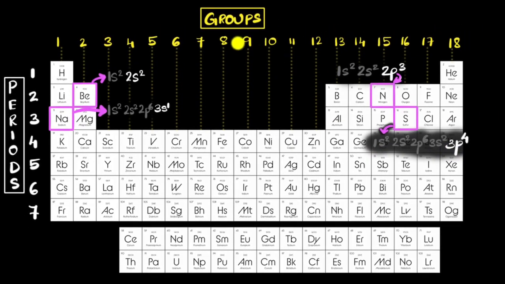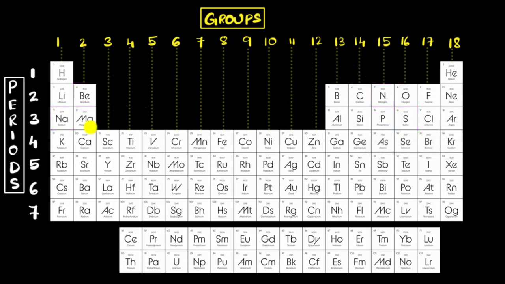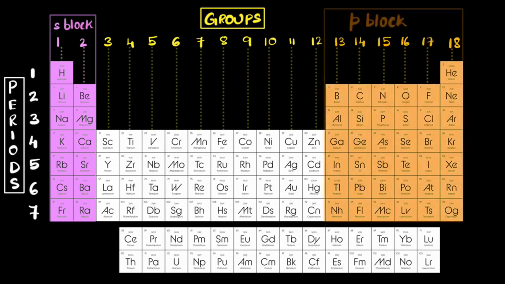Okay, what about the groups? What do they tell us? Well, they tell us the subshell in which the outermost electrons are. For example, if you look at group 1 and group 2 elements, the outermost electrons of those elements will be in the S subshell. So we call them the S block elements. If you look at group 13 to group 18, the outermost electrons of these elements will be in the P subshell, so we call them the P block.